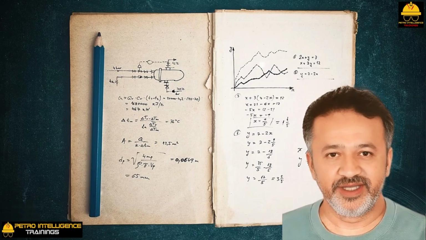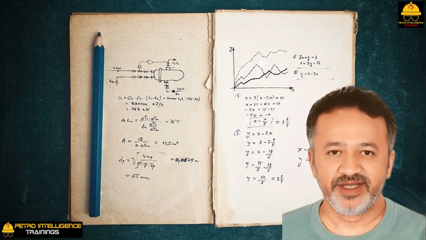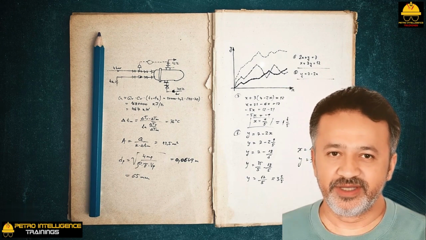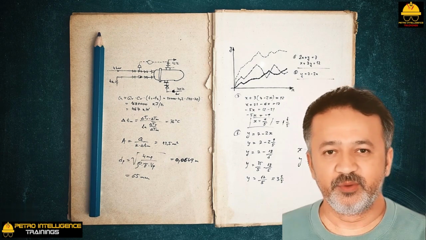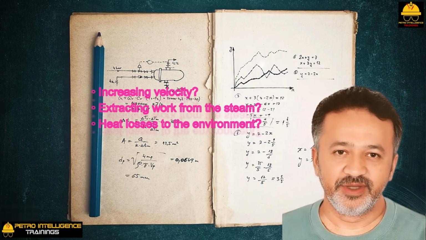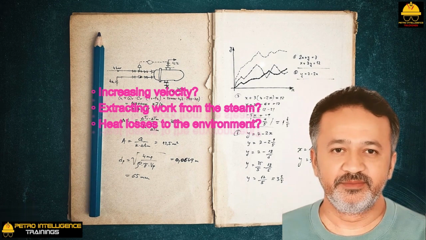Cooling of steam on expansion. When steam is reduced in pressure, while maintaining a constant velocity, its flowing temperature goes down. How can the steam temperature go down without increasing velocity? Extracting work from the steam? Heat losses to the environment?